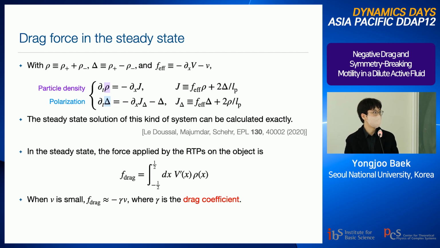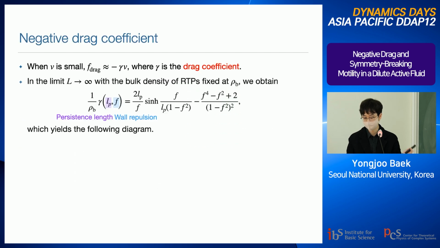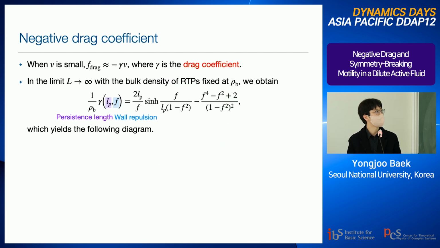Now, in the limit of very small velocity at which this object is moved, we can calculate the drag coefficient, and we can calculate it exactly under these assumptions. So that's shown here, this gamma, as a function of the persistent length, which means the length scale over which these active particles move without changing direction. And this F is like the repulsion force from the object. So they basically indicate the strength of interaction between the active particle and this passive object.